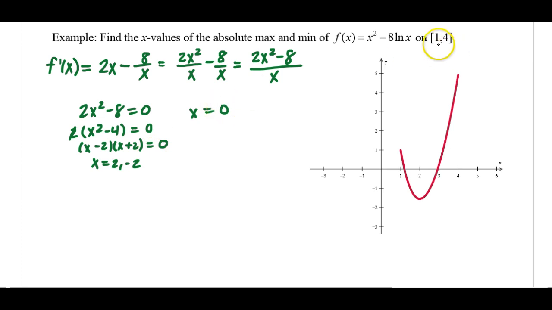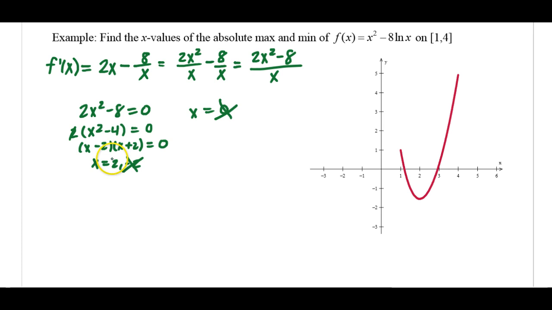And so now I want to check my interval, and the only one that falls in that interval is positive 2. So negative 2 and 0 do not fall in the interval from 1 to 4, but more than that, 0 and negative 2 are not in the domain of the original function. So natural log of 0 doesn't make sense. The natural log function cannot substitute in 0 or negative numbers. So 0 and negative 2 are also not in the domain of this function as well, so they could not be critical points.